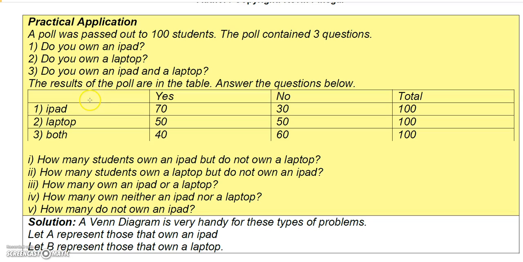In this video, we'll look at some applications of sets. So let's take a look at this first application. Let's say a poll was passed out to 100 students, and the poll contained 3 questions.